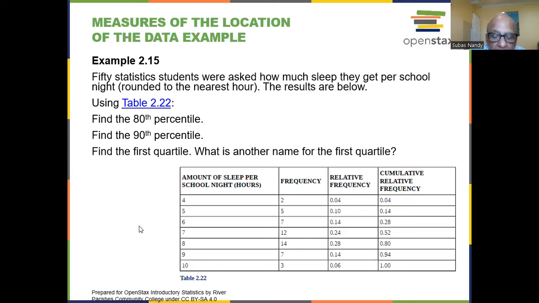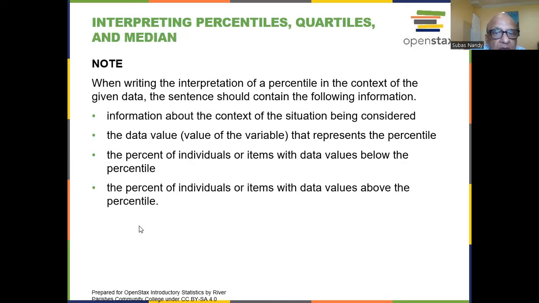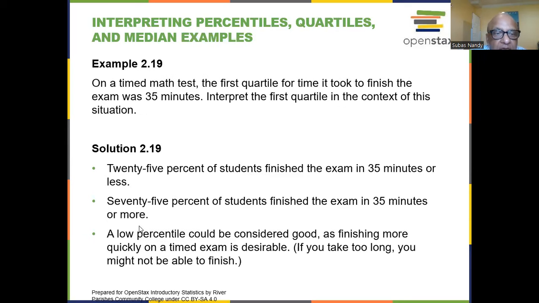Okay. And I will show you some videos also, YouTube video links. Find the 80th percentile, same thing. When writing the interpretation of a percentile in context of the given data, the sentence should contain the following information: information about the context of the situation being considered, the data value that represents the percentile, the percent of individuals or items with data values below the percentile, and the percent of individuals or items with data values above the percentile.